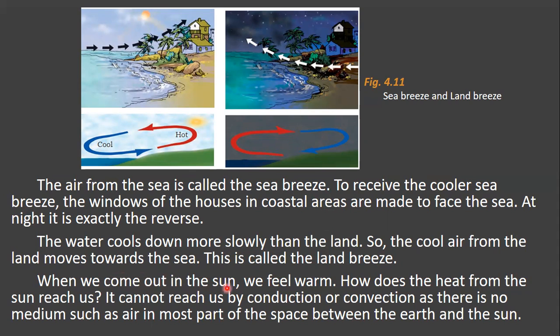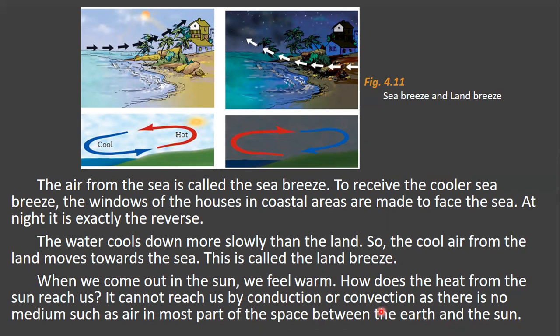And when we come out in the sun, we feel warm. How does the heat from the sun reach us? It cannot reach us by conduction or convection, as there is no medium such as air in most part of the space between the earth and the sun.